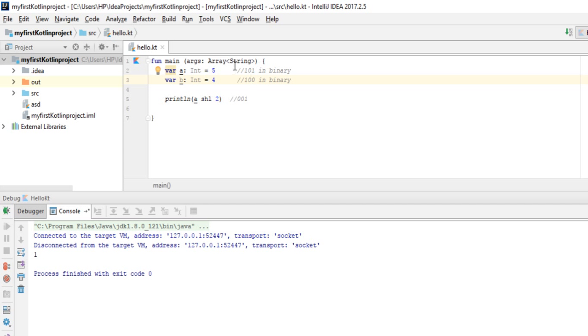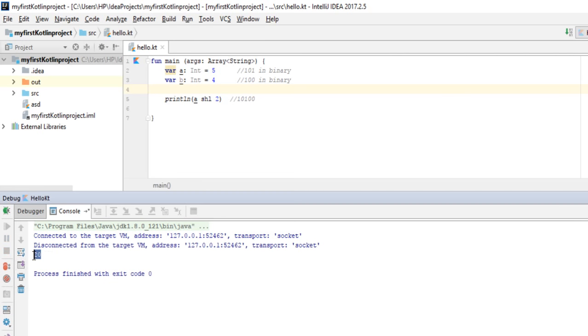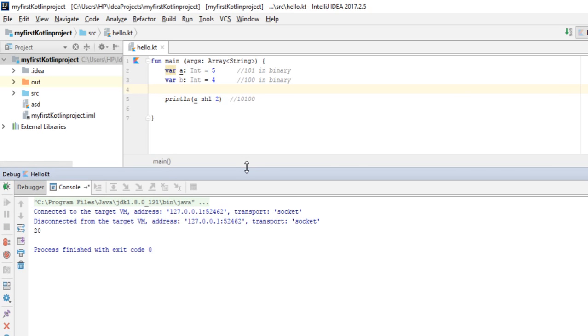So when 1 is shifted, 0 is shifted, 1 again shifted, and then we will have two zeros. So 101 left shift equals 1 is shifted to the left side, 0 is shifted to the left side, and again 1 is shifted, and then two zeros will be added. Now this number is equal to 20 in decimal numbers. Now debug. So we will have 20 on the output screen. You can see here 20 is printed. So this is the left shift operator.